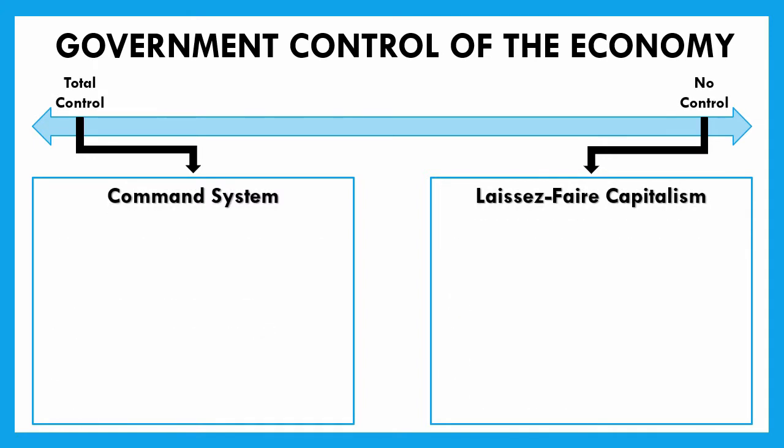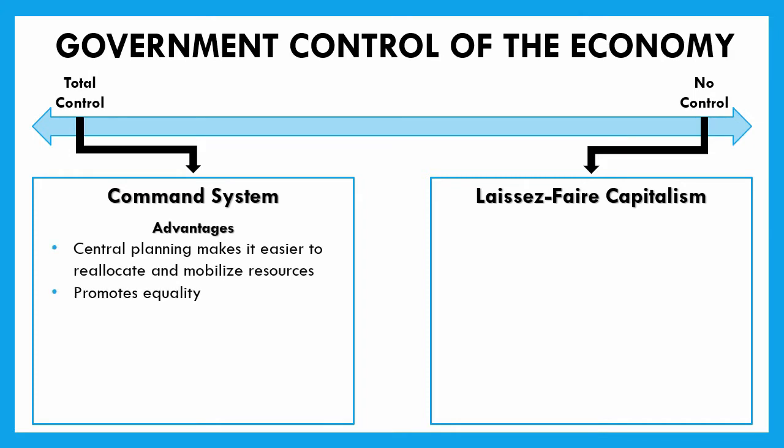Now, again, these are the two totals, one end or the other, and they both have their pros and cons. A command system, some of the advantages of that is the central planning makes it easier to reallocate and mobilize resources. We saw this in the Soviet Union when they switched from more of an agriculturally based economy to an industrial based economy.